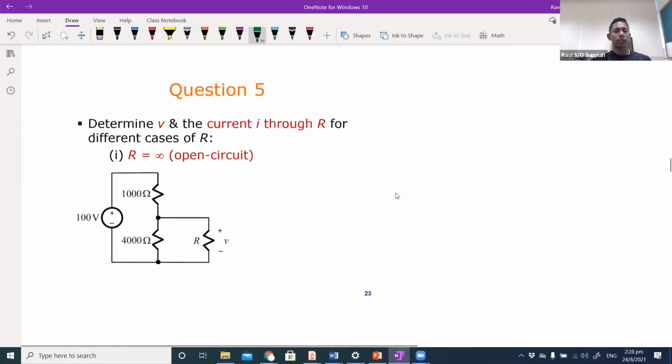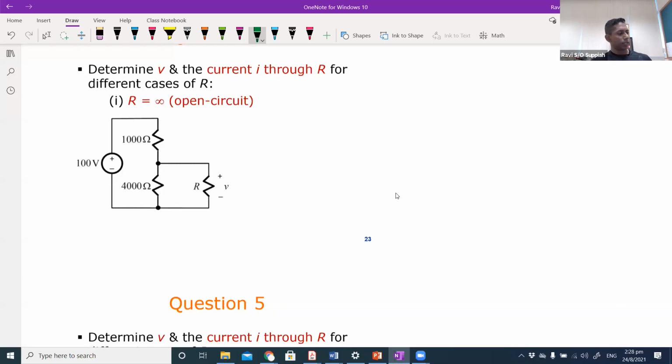Okay, so this is the question I just mentioned, where we will look further into the impact of the load resistance. Now we have a circuit like this, where you have a 4K resistor here, and you are connecting a load across this 4K resistor. They want you to analyze what will happen when you go through different types of load resistance. So the first one is R is infinity, that means open circuit.